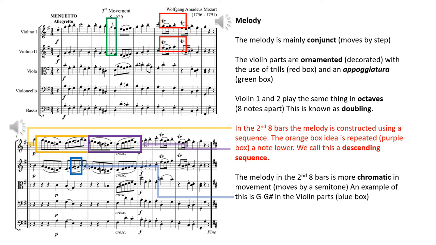The melody in the second 8 bars is also more chromatic in movement. This means it moves by a semitone. An example of this can be seen in the blue box, where we go from the note G to G sharp in the violin parts. This is a semitone. Have a listen.